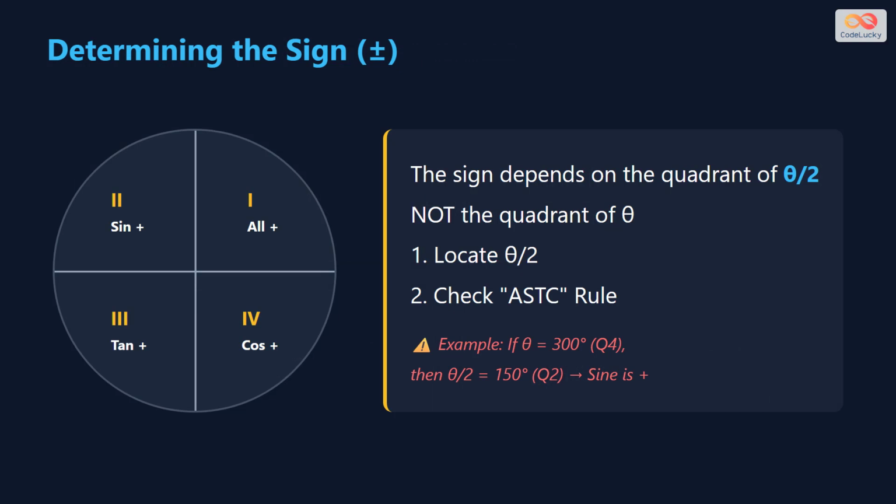You probably noticed the plus or minus symbol in the formulas. This is a critical point. The sign is not random. It is determined by the quadrant where the half-angle, theta over 2, resides. You must locate the quadrant of the half-angle first, and then apply the standard rules of trigonometry to determine if the result should be positive or negative. Do not look at the quadrant of the original angle theta for the sine.